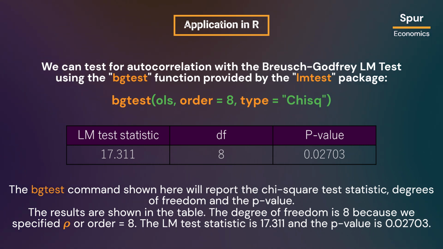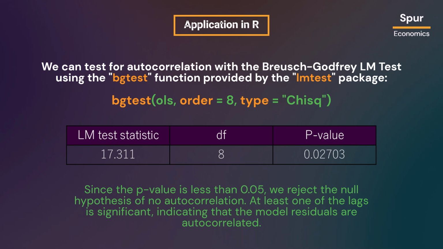The LM test statistic is 17.311 and the p-value is 0.02703. Since the p-value is less than 0.05, we reject the null hypothesis of no autocorrelation. At least one of the lags is significant, indicating that the model residuals are autocorrelated.